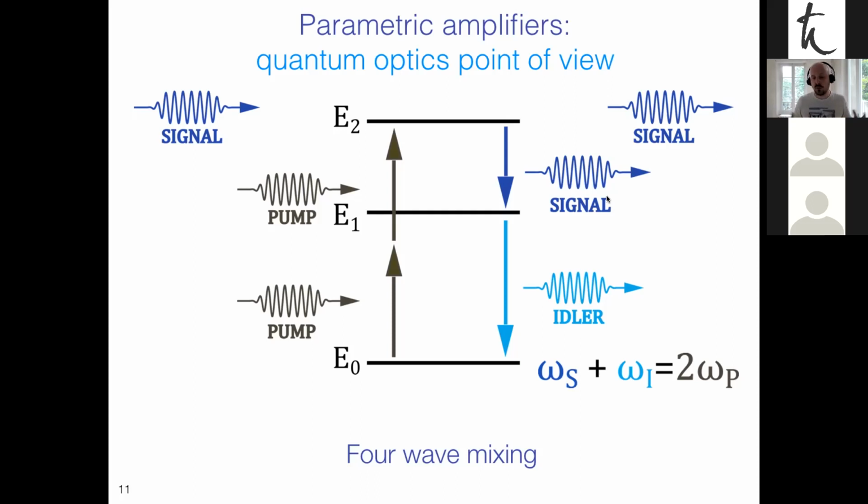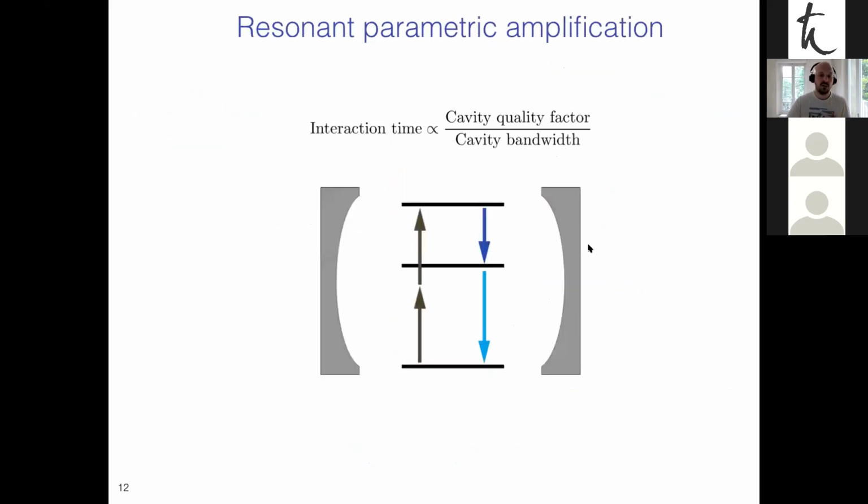Of course, a gain 2 amplifier is nowhere close to the 20 dB wish list I told you before. So 20 dB for a non-experimentalist, I would say, is 100. So we are very far from 100. To get to the 100 gain, what we can do is to put our medium into a cavity. And if you put your medium into a cavity, you might then define an interaction time, which is basically the cavity quality factor divided by the cavity bandwidth.